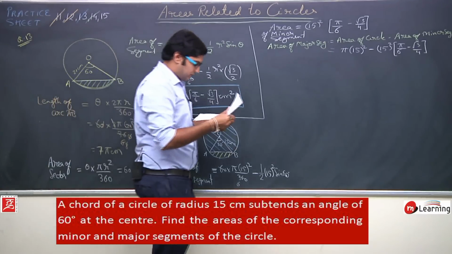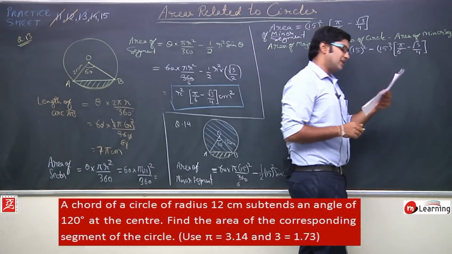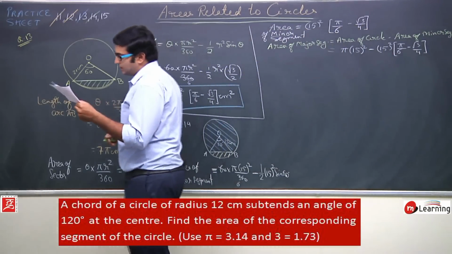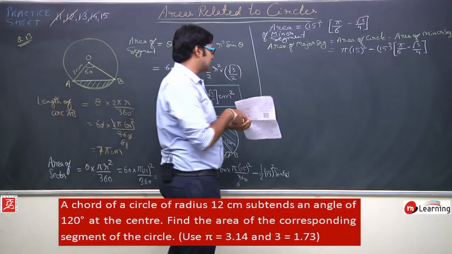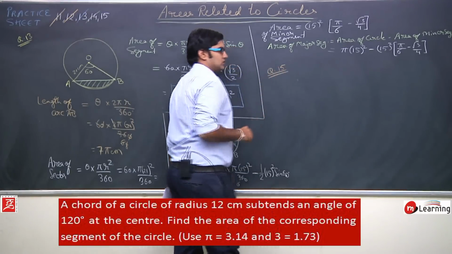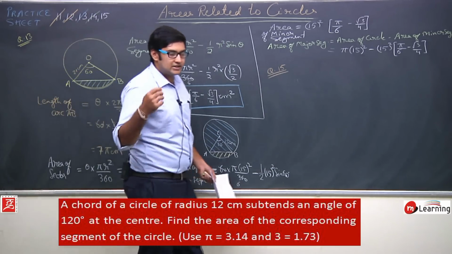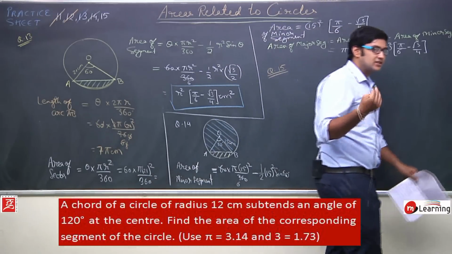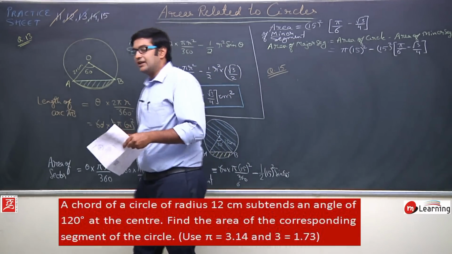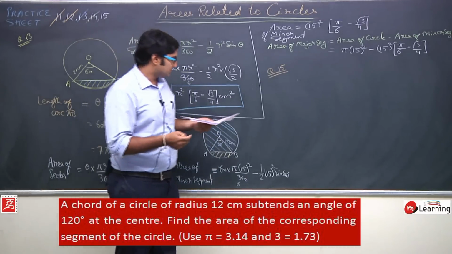Now let us solve question number 15. Question number 15 says: a chord of a circle of radius 12 centimeters subtends an angle of 120 degrees at the center. Find the area of the corresponding segment of the circle. Again the same kind of question. In this chapter you will find mostly questions of the same approach. They just require you to substitute two formulas only, the concept of sectors and the concept of segments. This chapter contains only two different concepts, and every time you just have to apply these two approaches.